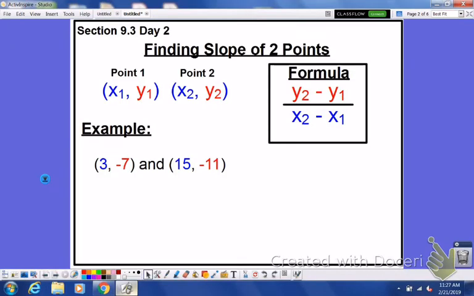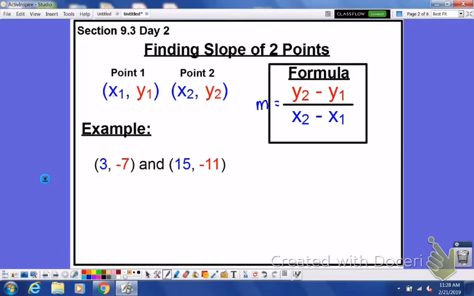I guess here we go with section 9.3, day 2. We're still going to be talking about our slope, which is our constant rate of change. But today we're going to be using a formula. Your formula for slope is m equals y2 minus y1 over x2 minus x1. These pieces here are going to be coming from your two coordinates that you're given.